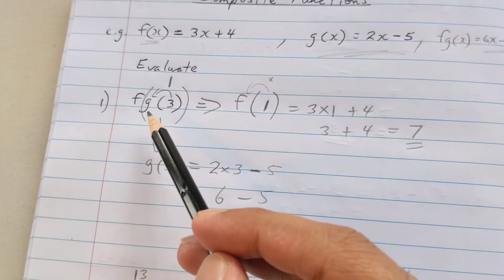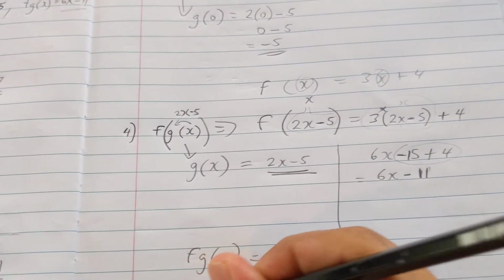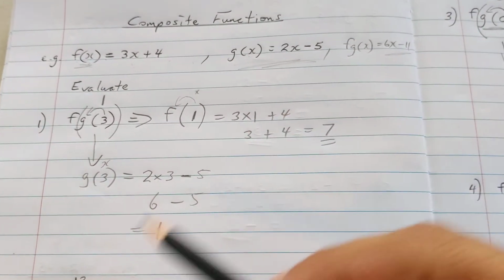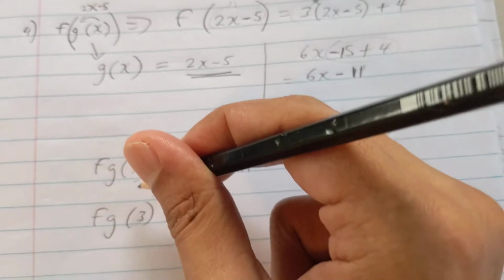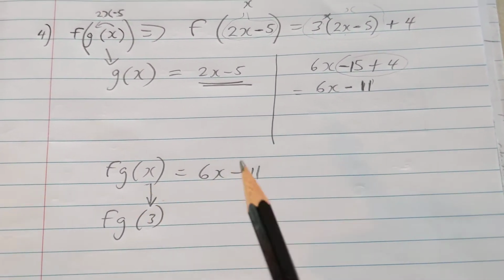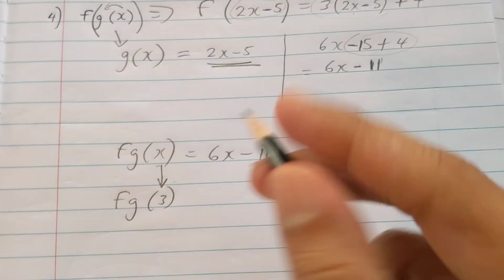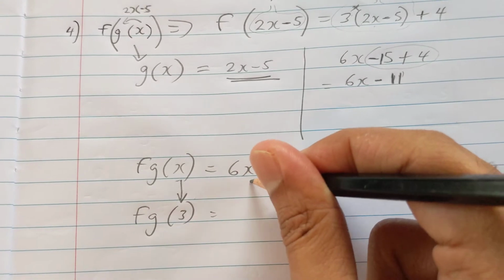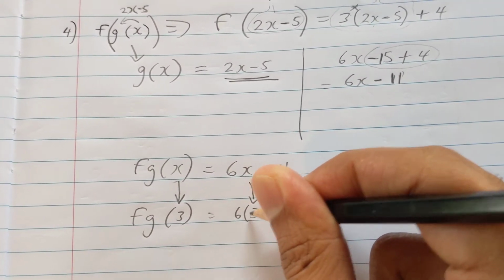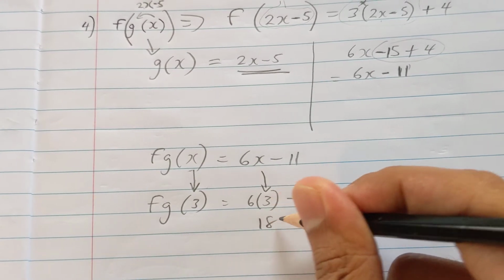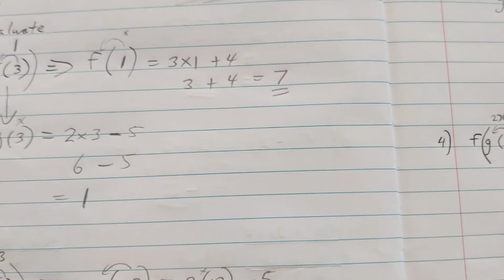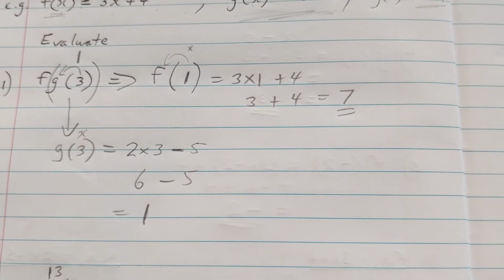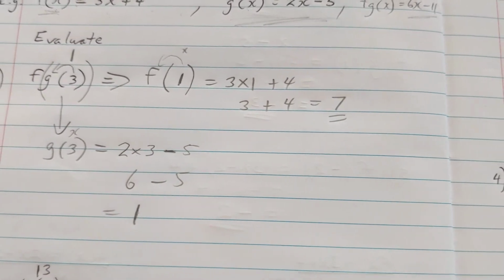So if I wanted to do fg at 3, I don't need to do the two-step process. I already have a brand new function that already worked out that process for me. So all I really have to do here is replace x with 3, because I already have a fg at x function. So similarly, if I replace that x with 3, I'm going to get 6 times 3 minus 11. 6 3s are 18, minus 11, and I get 7, which was the same thing we got here, but we got it shorter because we already had a function that worked out these two steps and combined them into one.